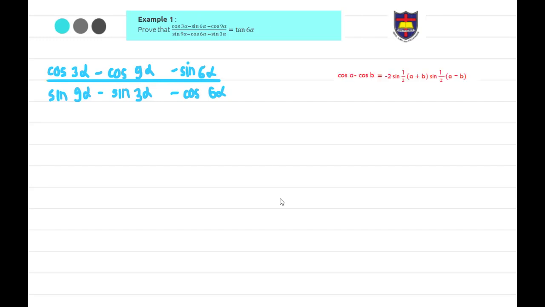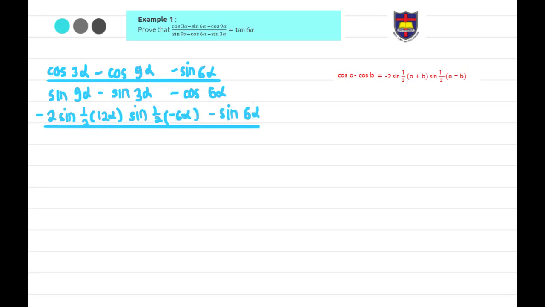So this is the formula that I will use for cos minus cos. I will have minus 2 sine a half of the sum of 3 alpha and 9 alpha and sine a half of 3 alpha minus 9 alpha. At the denominator, I will have sine minus sine, using this formula. So I have 2 cos a half of the sum of the angles, sine a half of the subtraction of the angles.